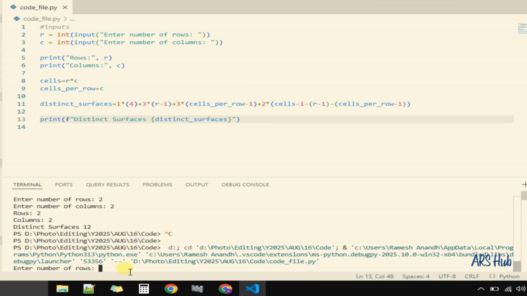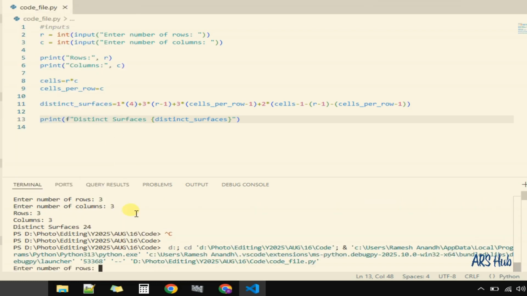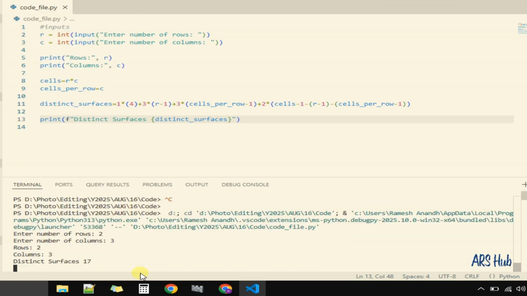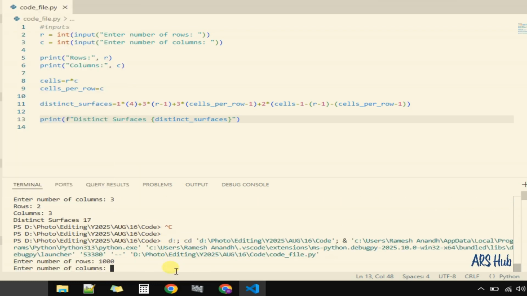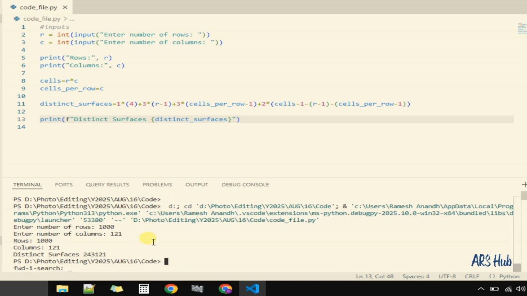Let's see the output of the 3 cross 3 matrix. The distinct surface output is 24. The output of the 2 cross 3 matrix is 17. Let's see the output of 1000 rows and 121 columns. The distinct surface is 2,43,121. So the main advantage of automating this problem is we can work with large sized matrices, as in the last example which we saw.